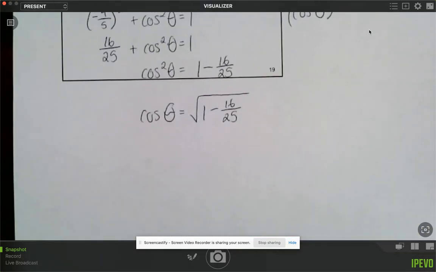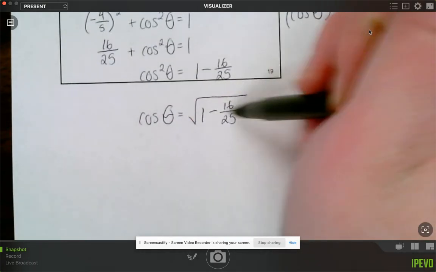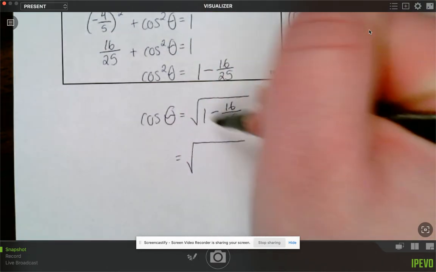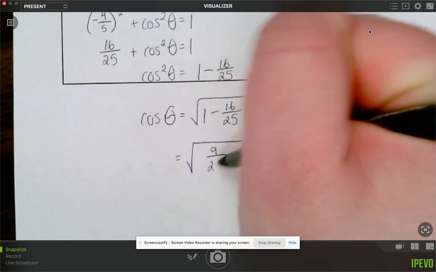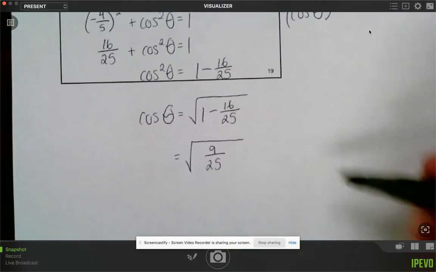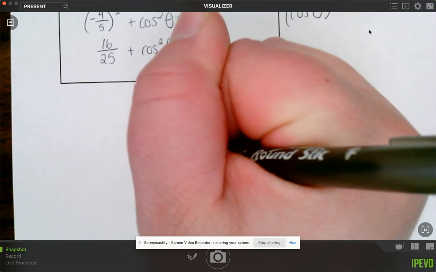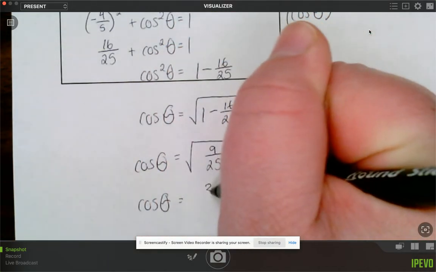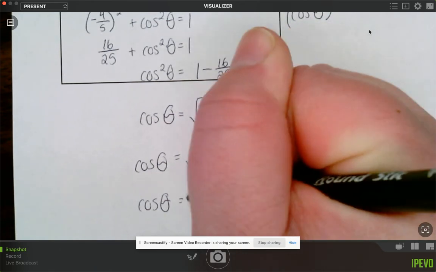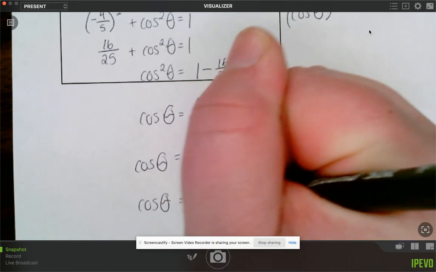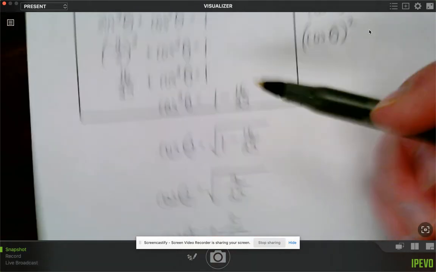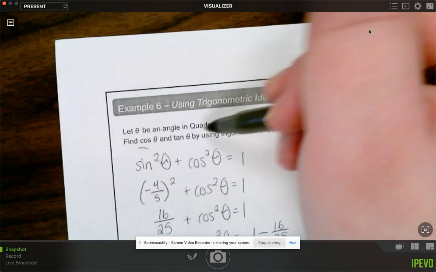Okay, at this point, now that cosine is by itself, if I want to subtract, I need a common denominator, so this would be 25 over 25. So 25 minus 16 is 9. Okay, so I simplified under the square root. Now I take the square root of both the numerator and the denominator. The square root of 9 is 3. The square root of 25 is 5. And I know if I take the square root, I get a positive and a negative value. Okay. However, it tells me up here that I'm in quadrant 3.